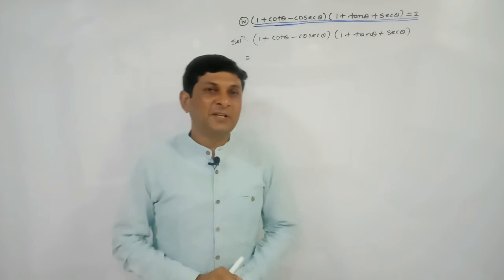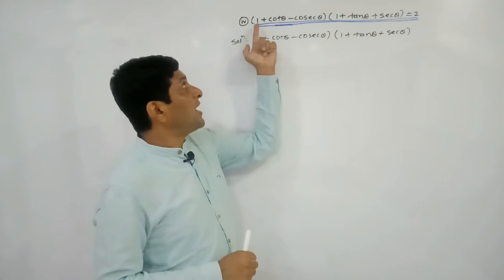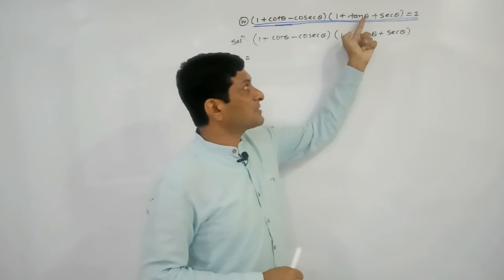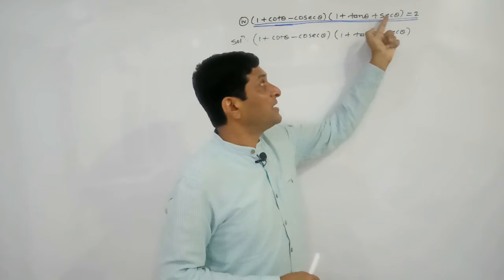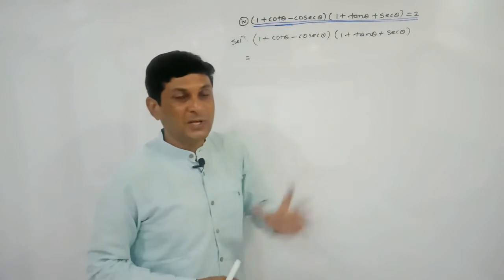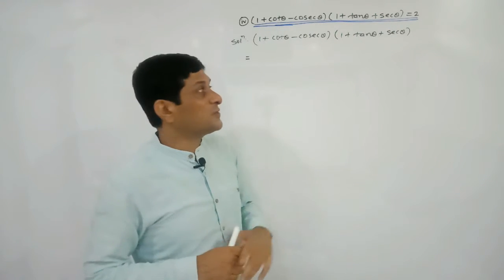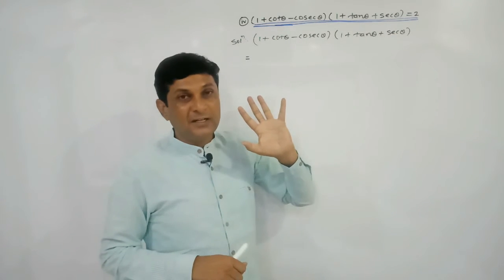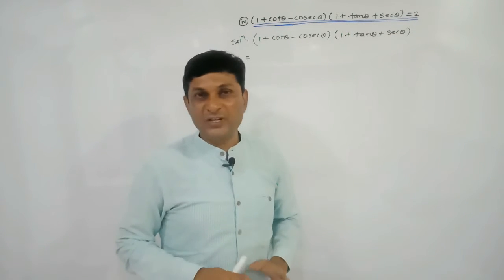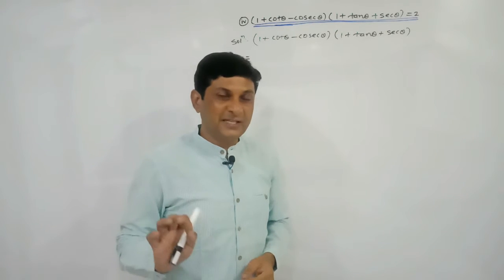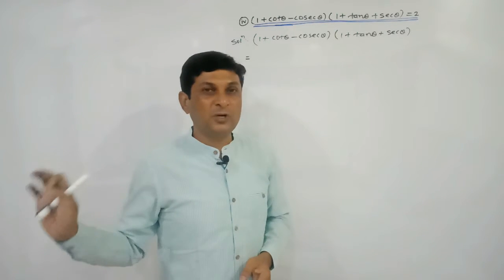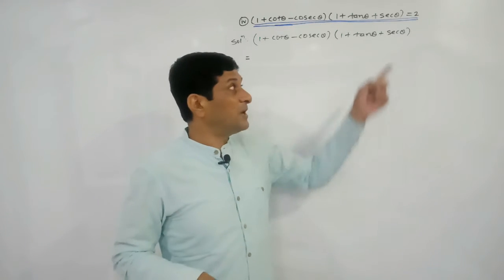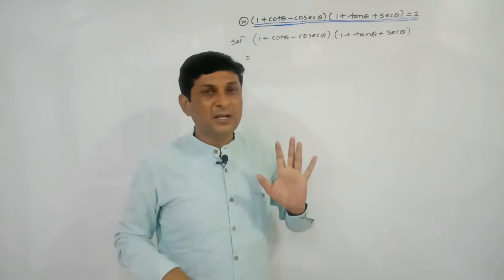See in example number 4, what we have to show is that the value of 1 plus cot theta minus cosec theta into 1 plus tan theta plus sec theta is equal to 2. So if you observe the given expression, tan, cot, sec, cosec, means 4 trigonometric functions appear, and simplifying this expression we have to show that its value is equal to 2, means every trigonometric function has to get eliminated, and our answer is in what number?